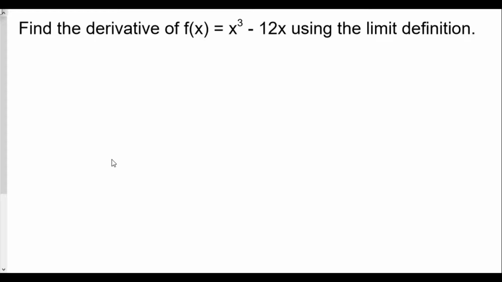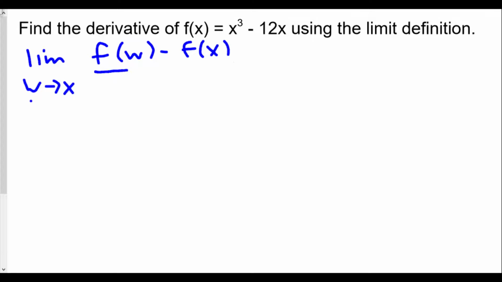So we're going to redo this again. The other method is where we have the limit as w approaches x of f of w minus f of x all over w minus x. Just keep in mind that you can use either method when trying to find the derivative for my class, and also whichever you find a little easier.